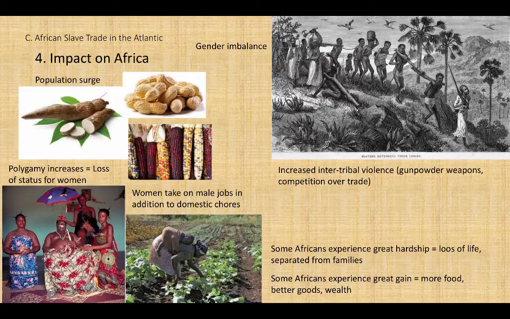So if we kind of summarize this a little bit, the African slave trade was, of course, a horrible thing that Africans experienced, but it wasn't horrible for all Africans. Many Africans were wrenched from their families and taken across the ocean to a new continent, and then they would never see their families again or die on the trip. But other Africans, especially Africans along the coast, benefited greatly because of the slave trade, getting wealth and power and gunpowder weapons as a result of the trade.